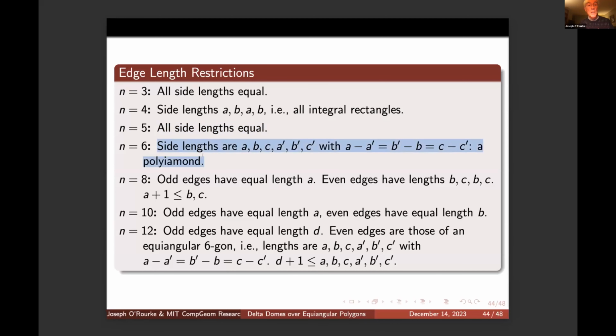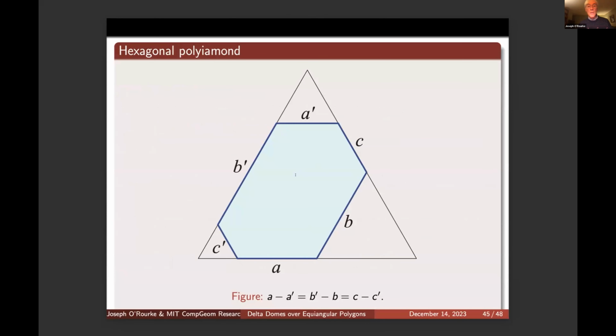For an equiangular hexagon, if you label the 6 side lengths as A, B, C, A prime, B prime, C prime, then you have to have this relationship, which seems very mysterious until you look at what this looks like. So this is an equiangular hexagon, or a hexagonal polyiamond, it's sometimes called. And what this is saying is that C prime plus A plus B has to equal B plus C plus A prime, if you just imagine rotating those out. And so it's an elementary constraint.